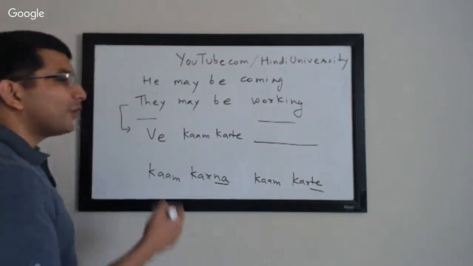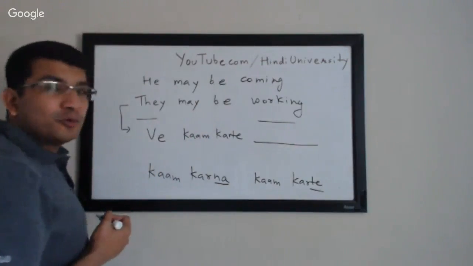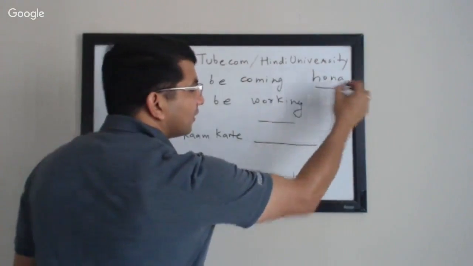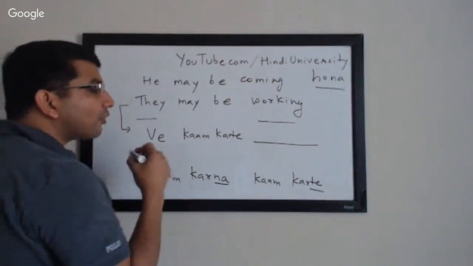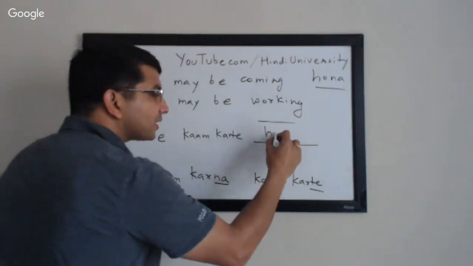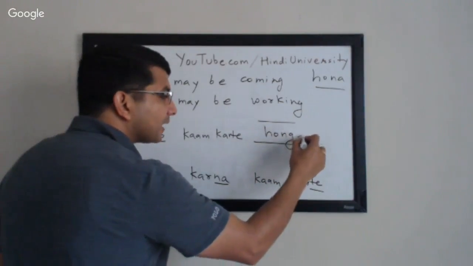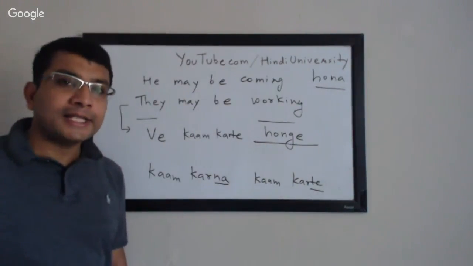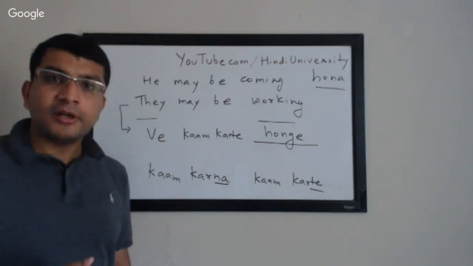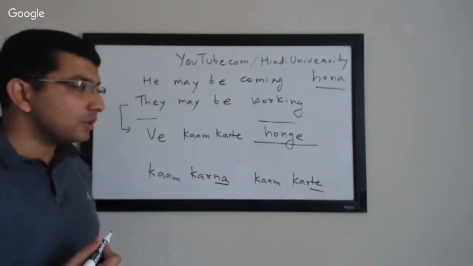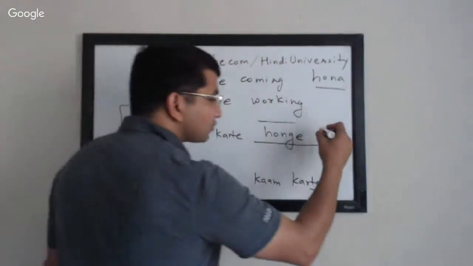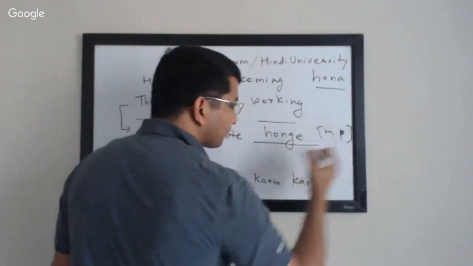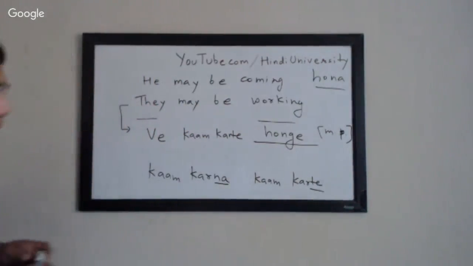Now, because it's the doubtful present, it has to be a conjugation of hona. Because it's masculine plural, you'll be saying ve kaam karte honge. When you say hoga, it's for masculine singular. When you say hogi, it's for feminine singular. When you say honge, it's for a group of people, and you can say it for masculine plural also. Ve kaam karte honge.